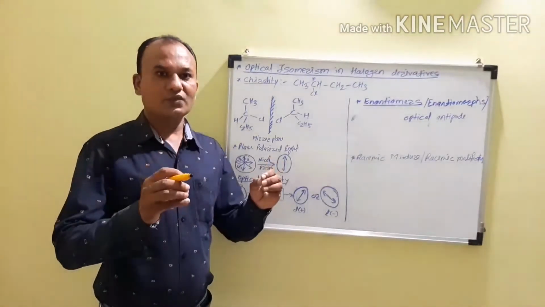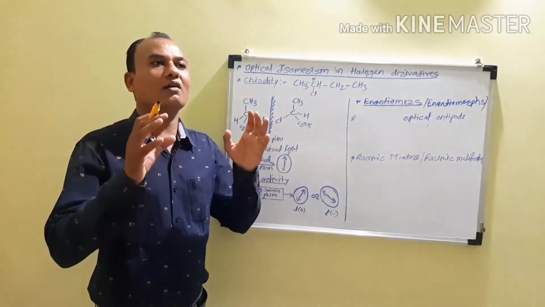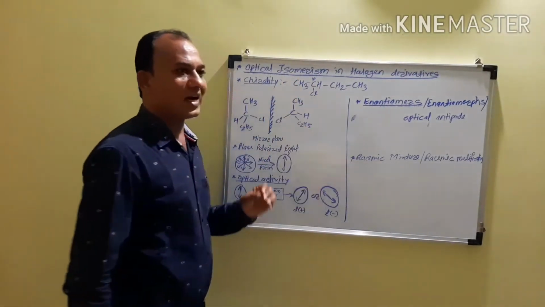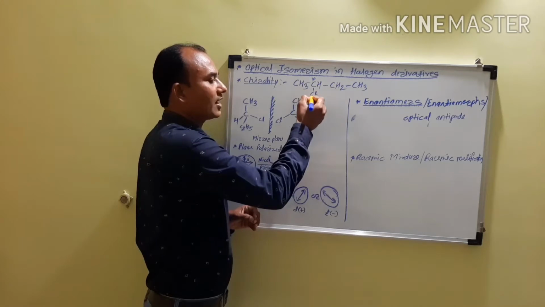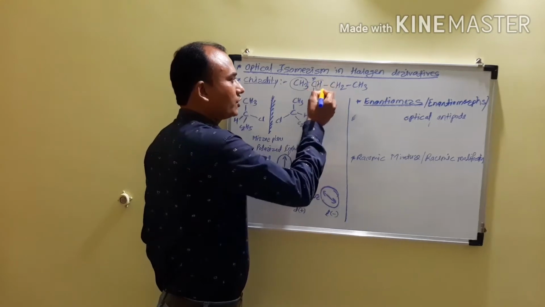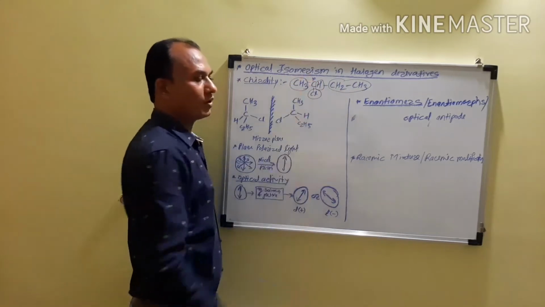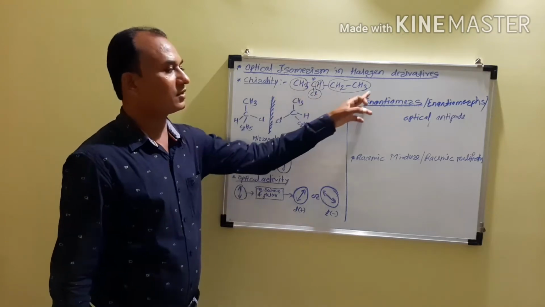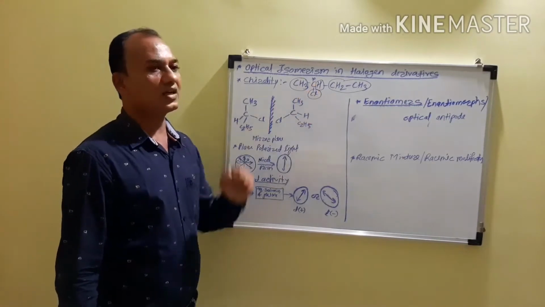Any atom which is attached to 4 different groups or atoms is called a chiral atom, and therefore this carbon atom is called the chiral carbon atom, because all the 4 groups or atoms attached to it are different. One is hydrogen, another is chlorine, another is methyl, and the fourth one is the ethyl group. So all the 4 groups are different, and therefore we can say that this is the chiral carbon atom.